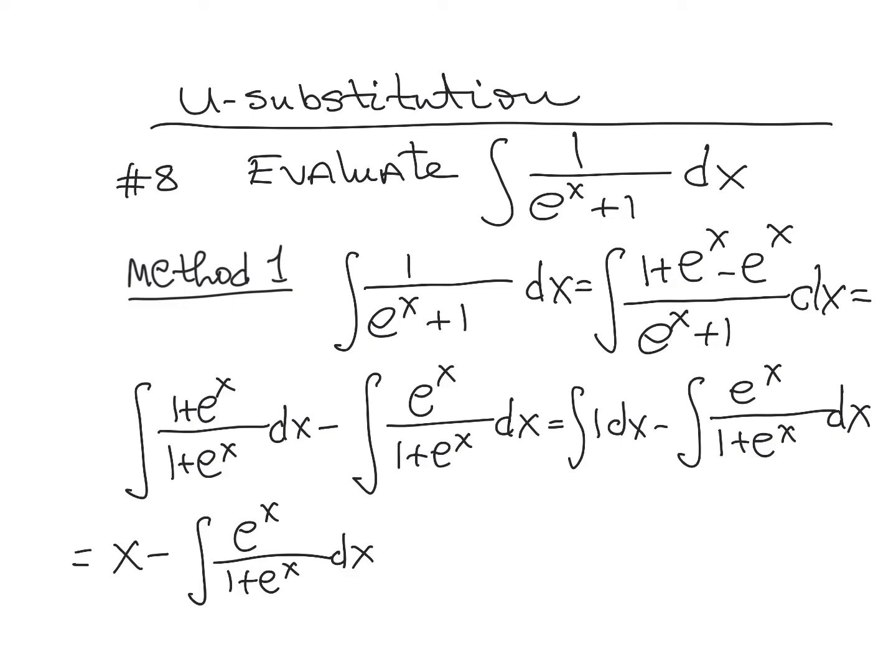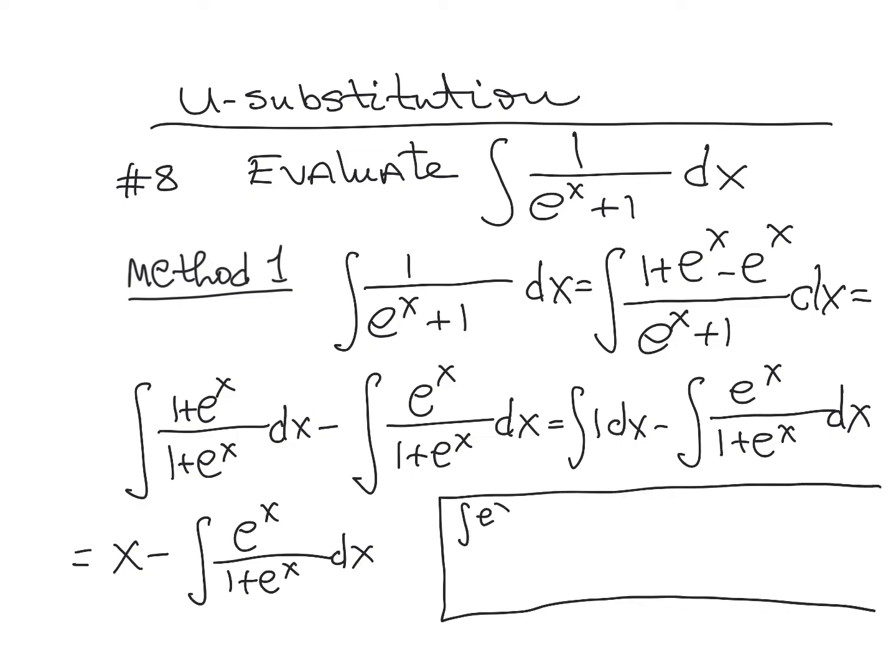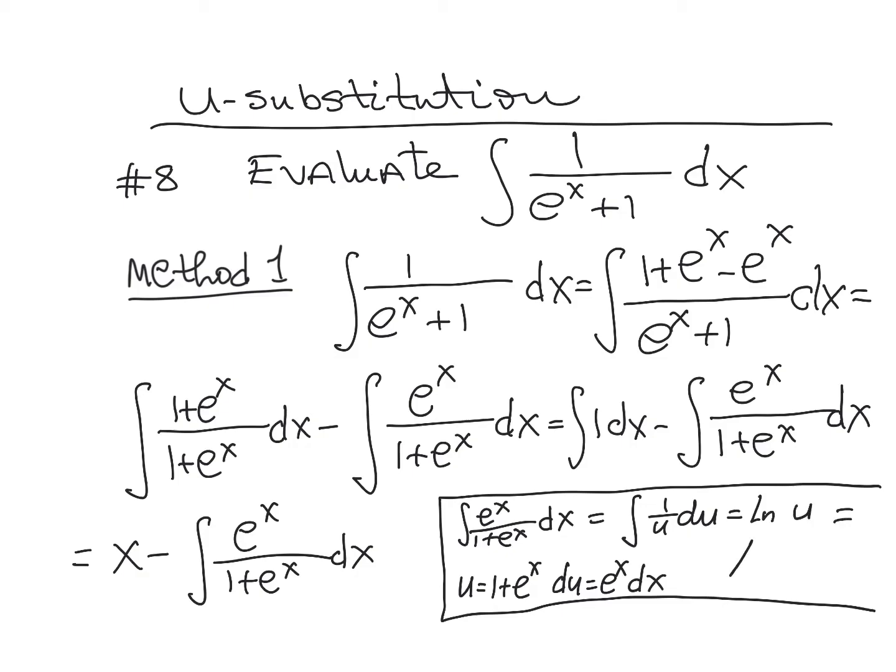And this we do by using U-substitution. So I'm going to do this in this box. The integral of e to the x over 1 plus e to the x. We let u equal the denominator, 1 plus e to the x. du is equal to e to the x dx. And this integral is the integral of 1 over u du, which is natural log of u. We don't need absolute value since u is equal to 1 plus e to the x. It's always positive. So the second integral equals natural log of 1 plus e to the x.